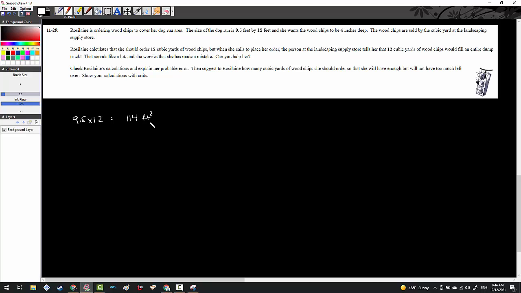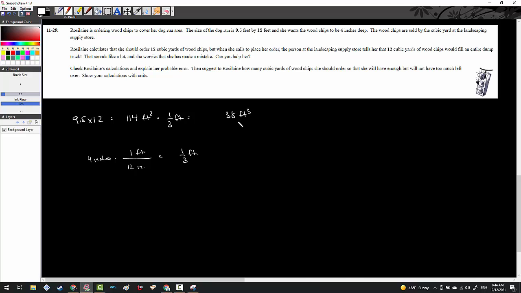Now to get that third dimension, it's going to be 4 inches deep. Well, if I wanted to convert inches into feet, I would do 4 inches times 1 foot per 12 inches. So I'm looking at 1/3 of a foot for my depth of this dog run. So I'm going to multiply that by 1/3 foot, which would then give us 144 divided by 3, which is going to be 38 feet cubed.